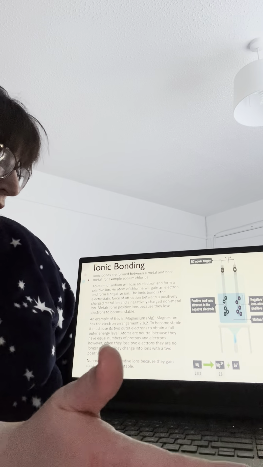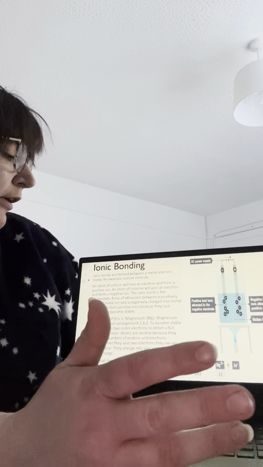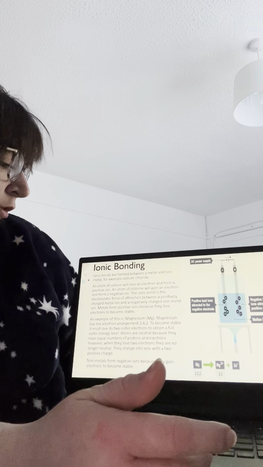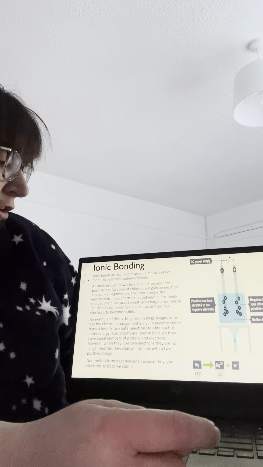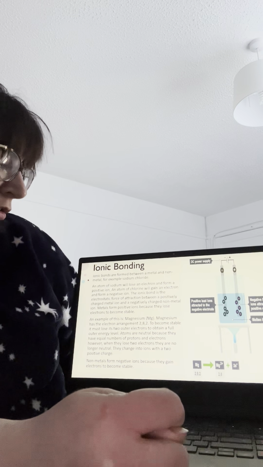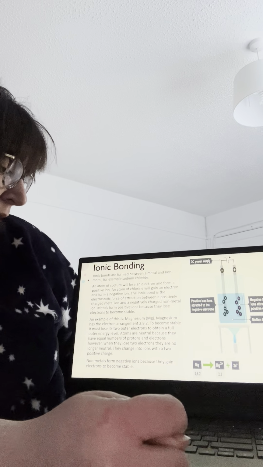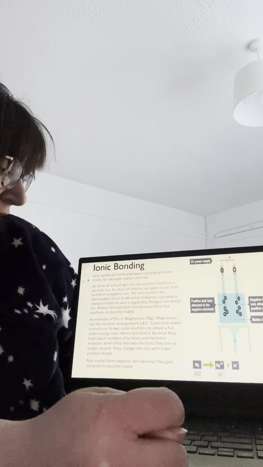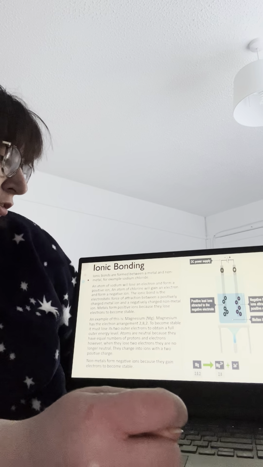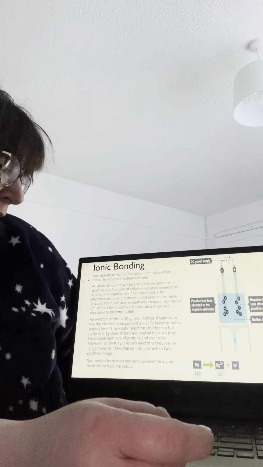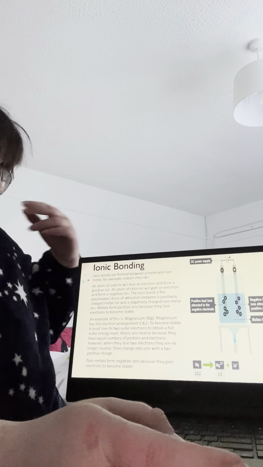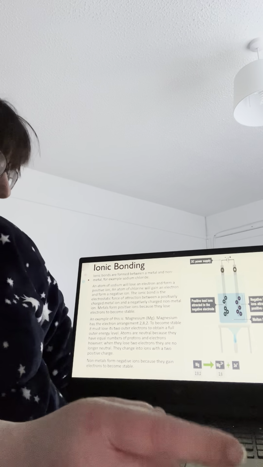Ionic bonding is the first type of bonding we're going to look at. Ionic bonds are formed between a metal and non-metal, for example sodium chloride. An atom of sodium will lose an electron and form a positive ion. An atom of chlorine will gain an electron and form a negative ion. The ionic bond is the electrostatic force of attraction between a positively charged metal ion and a negatively charged non-metal ion.